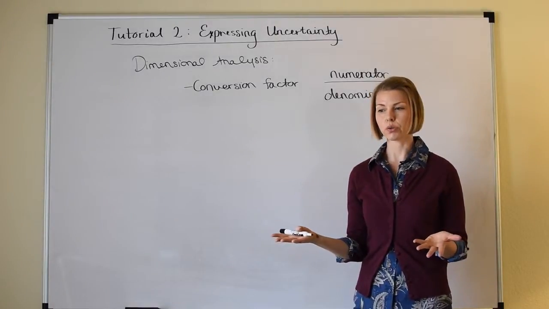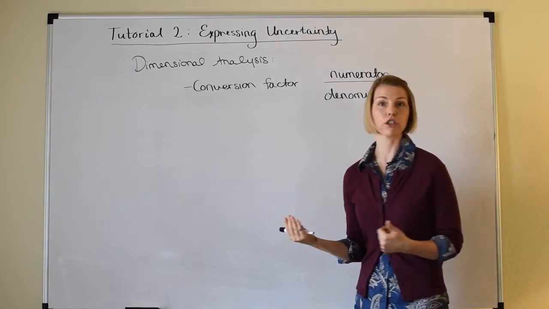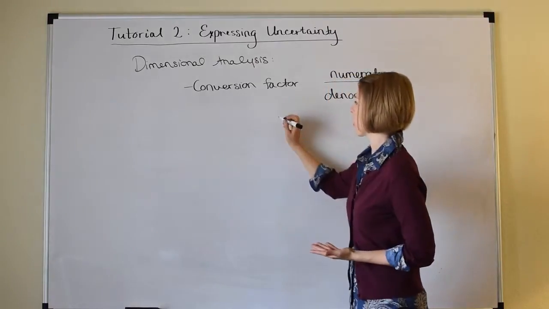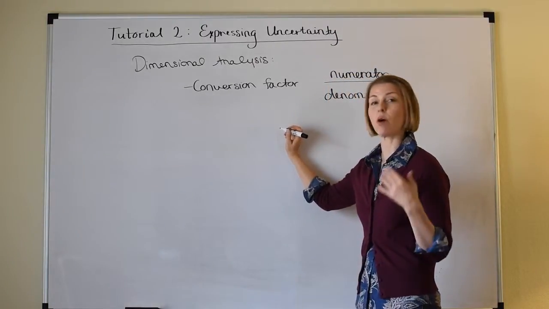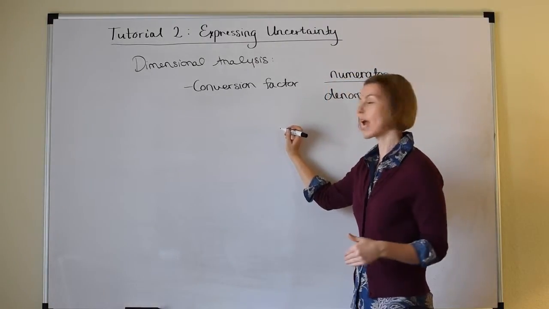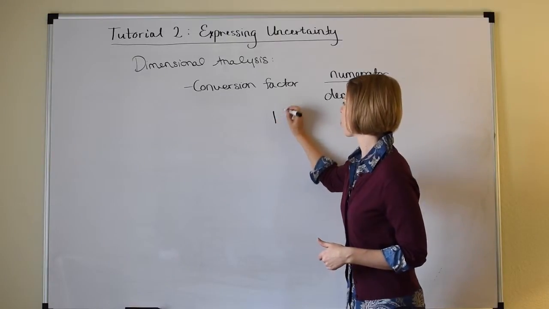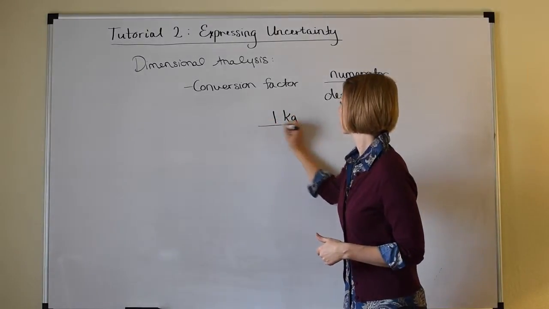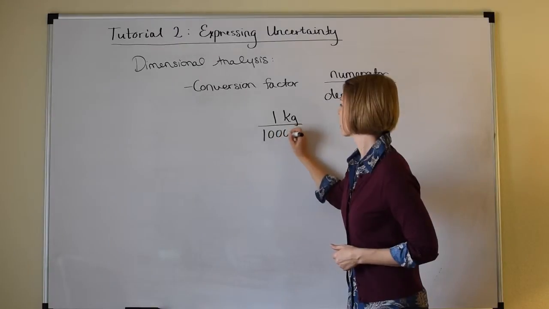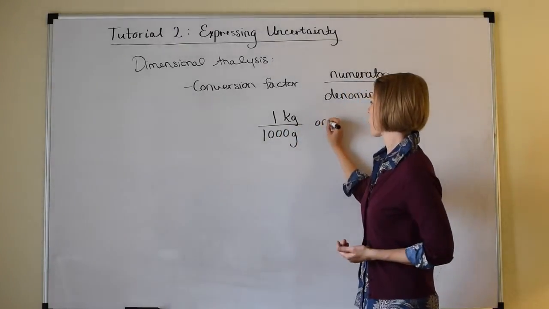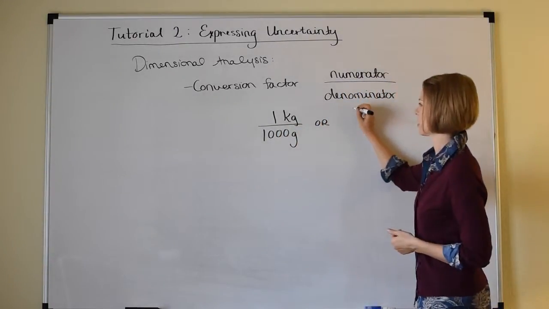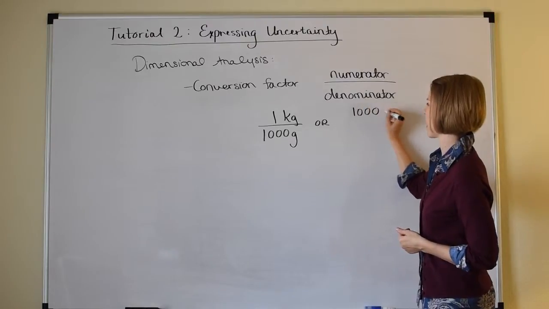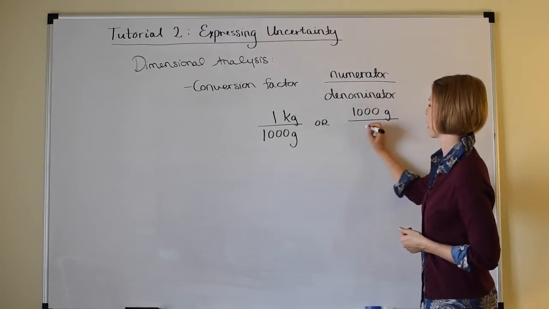So let's just use one of our metric to metric conversions as an example. If we wanted to write a conversion factor to show how kilograms related to grams, we could say that there's 1 kilogram to 1,000 grams. Or you could write it the other way. That would be okay too. We're just showing the conversion factor of how grams are related to kilograms.